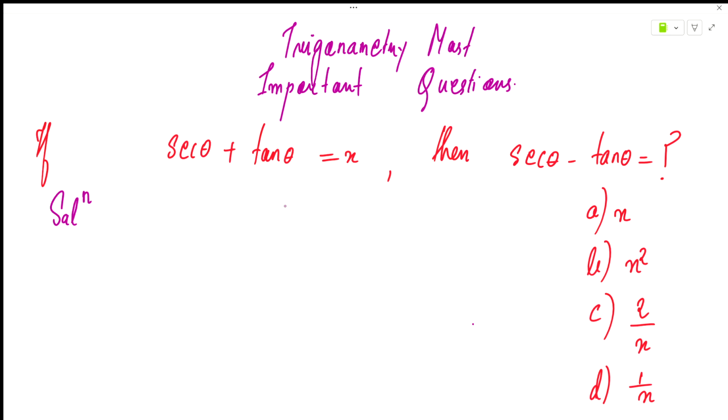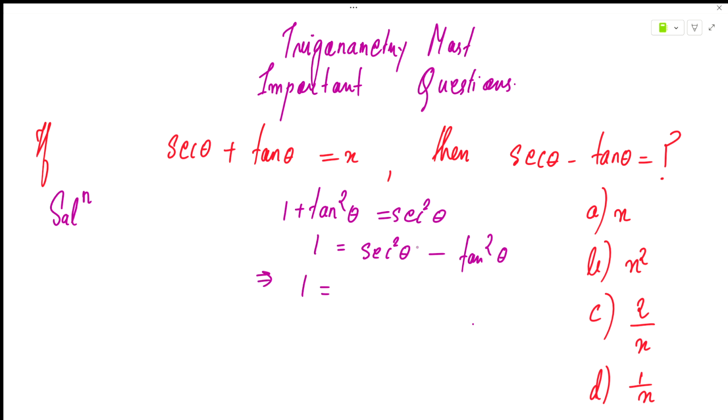So we have this formula: 1 plus tan square theta is equal to sec square theta. So in place of 1 I can write sec square theta minus tan square theta. Now if you see, sec square theta minus tan square theta is what? Sec theta minus tan theta into sec theta plus tan theta.